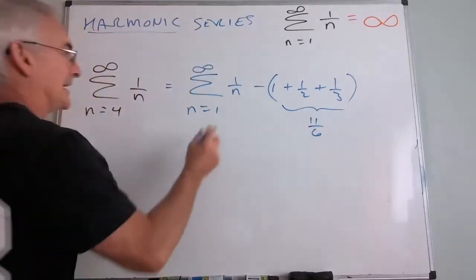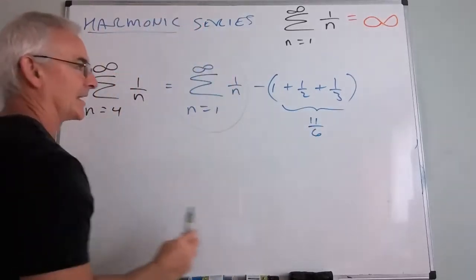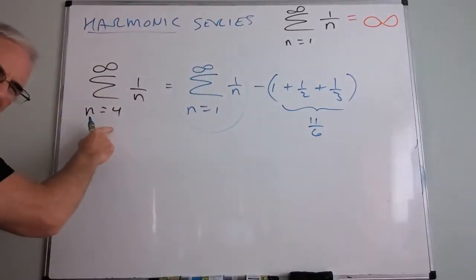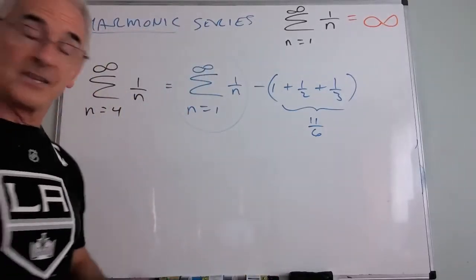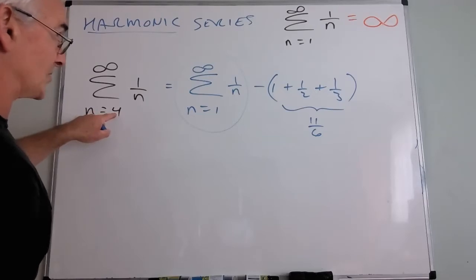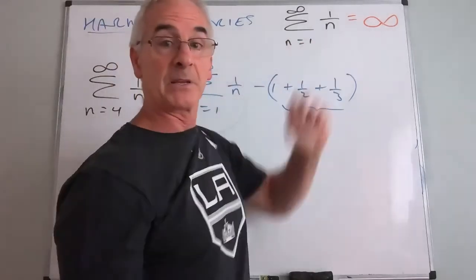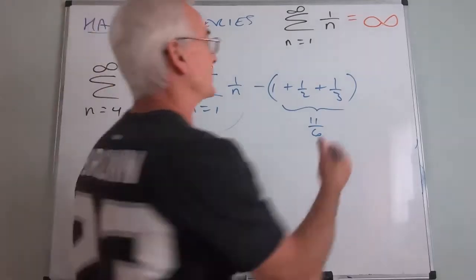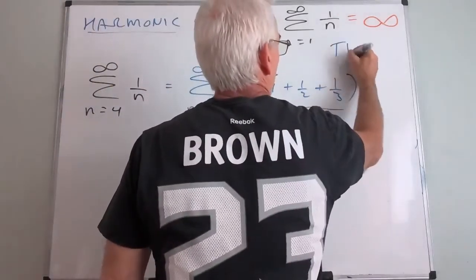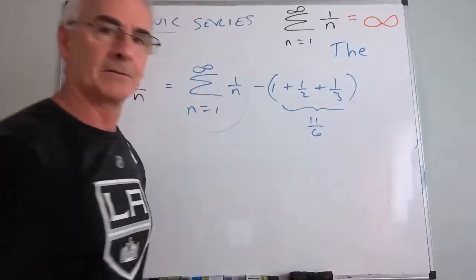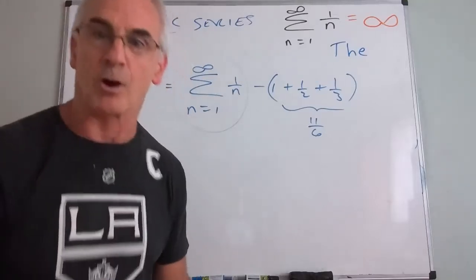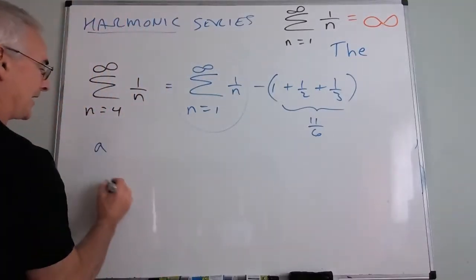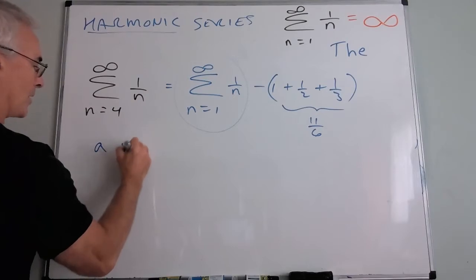If this is infinite, and I just subtracted 11 sixths, wouldn't this still be infinite? Yeah. That's my point. It doesn't matter how far down the road I start, because that was infinite to begin with. Now, here's a statement that sometimes is confusing. This is the harmonic series, with a capital H. This is a harmonic series, with a little a.